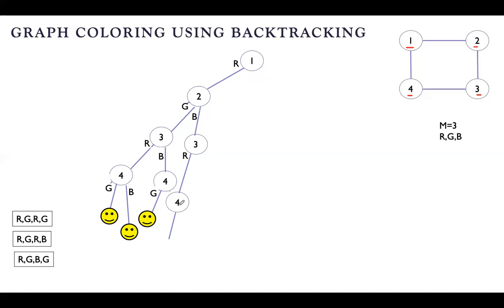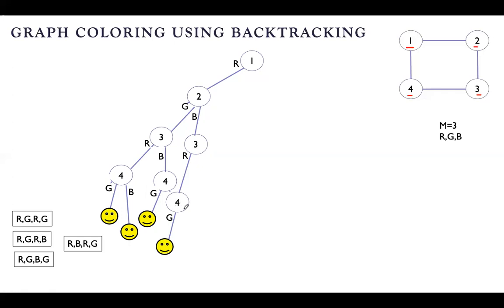Next, assign green. Can you assign green? Yes, you can assign green to vertex 4. So this is also one solution. Okay, red, blue, red, green. Okay, that is again one solution.